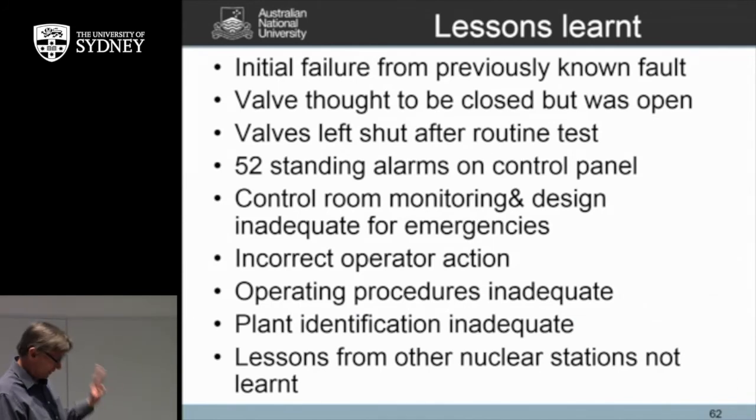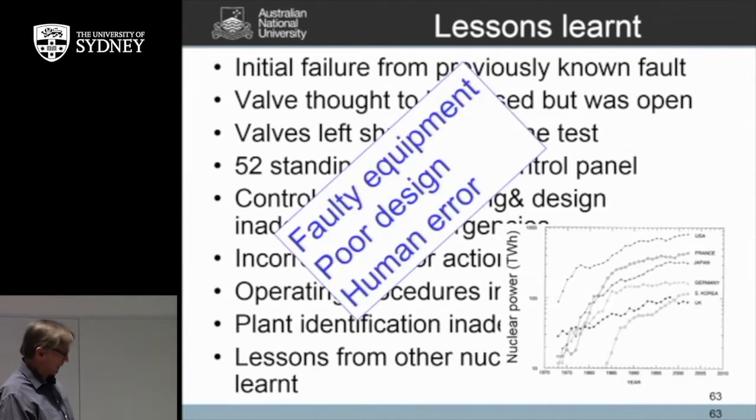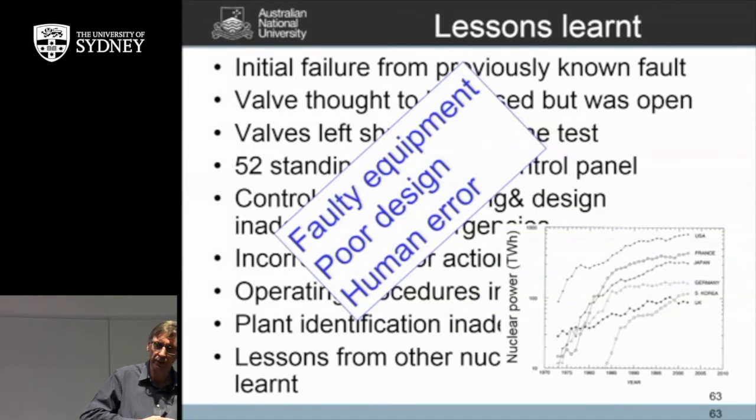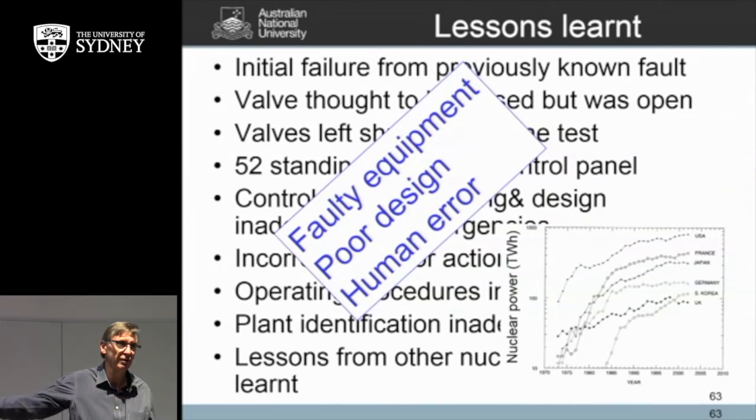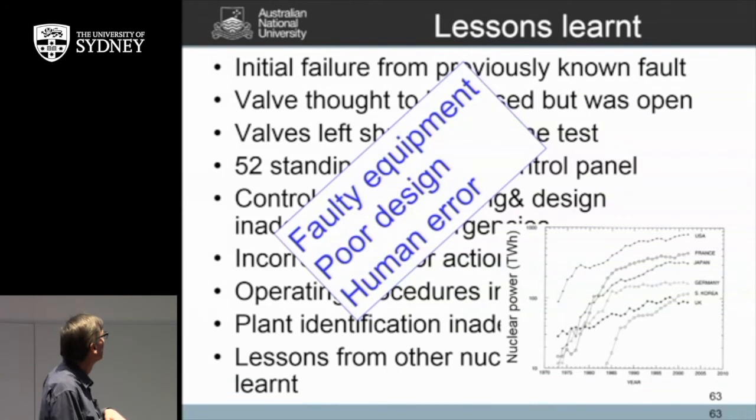A lot of lessons learnt. There was faulty equipment, there was poor design. I mean, some of the problems in the control panel, the metering was okay for normal conditions, but in fault conditions, meters were off scale, so people had no idea what the real number was. Human error.